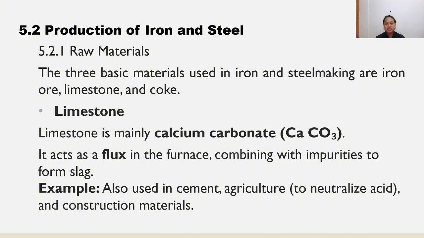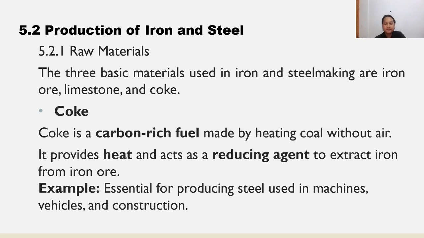Next, we have limestone. The function of limestone is to remove impurities from the molten iron. The limestone reacts chemically with impurities, acting like a flux that causes the impurities to melt at a low temperature. Limestone is mainly calcium carbonate. It acts as a flux in the furnace, combining with impurities to form slag. The example is used in cement, agriculture, and construction materials.